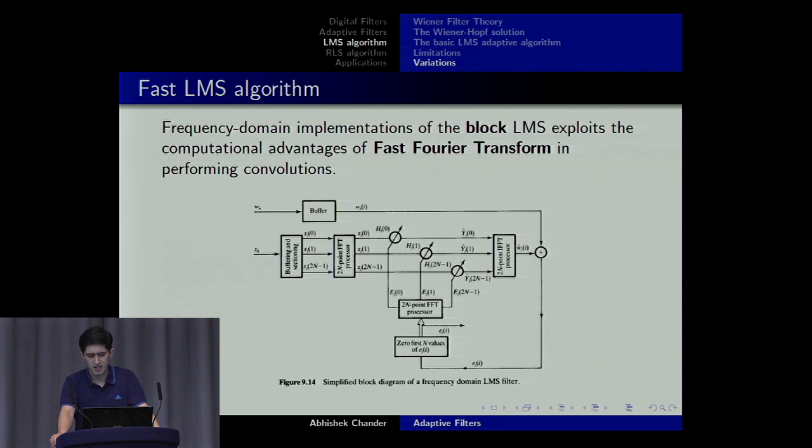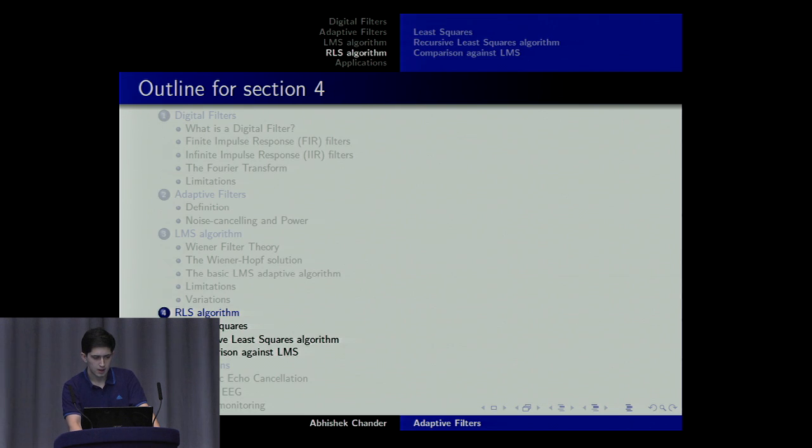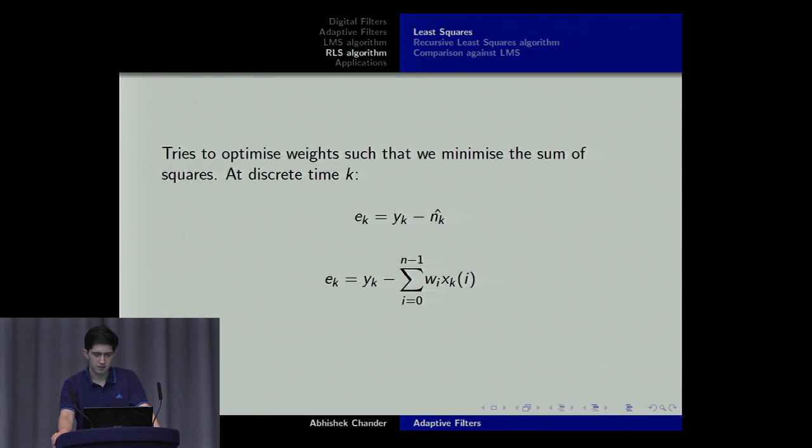So this is actually an efficient version of the Fourier transform, of the discrete Fourier transform. So our second algorithm is the recursive least squares algorithm. So first we'll formulate the problem. What is it that we're trying to solve?